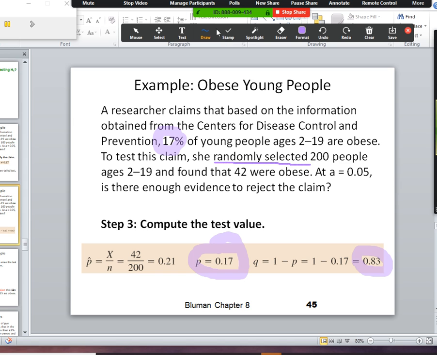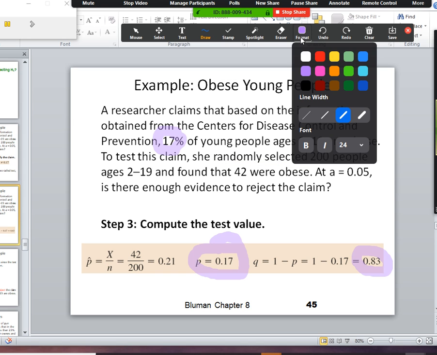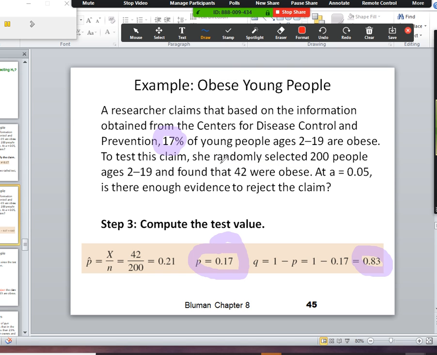I'm going to use a different color than that. That's not good. Format, red. Randomly selected. So if you find the word sample, selected, surveyed, that's your sample. 200 people, that's my N. And then found that 42 were. So then my P hat is going to be 42 out of 200, 0.21.